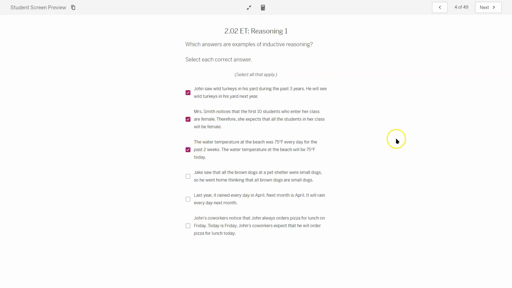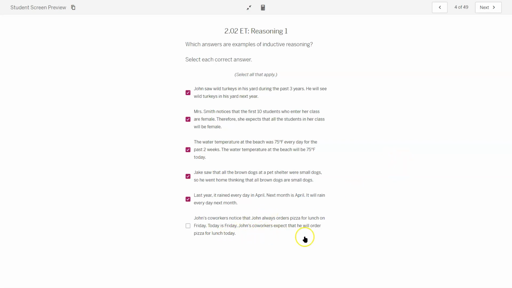Jake saw that all the brown dogs at a pet shelter were small dogs. So he went home thinking that all brown dogs are small dogs. We assume something from our very general information. Last year it rained every day in April. Next month is April. It will rain every day next month. Inductive reasoning. We're assuming again.